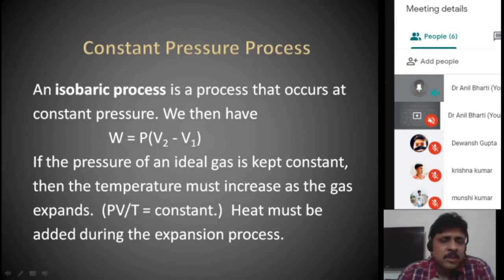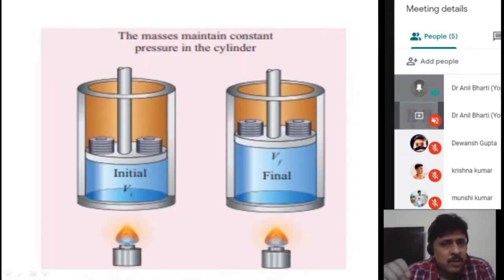Constant pressure process is also known as isobaric process, in which the pressure remains constant throughout the process. So then we can say that W is equal to pressure multiplied by V2 minus V1. Understand this process like this. Let us say there is a piston and cylinder arrangement. Now we put some weight on the piston so that it can put pressure on the gas which is enclosed inside the system.